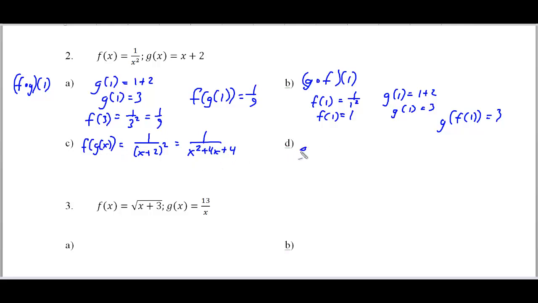Now let's go g of f of x. What this means is I'm going to plug my f of x equation into my g of x. So here's my g of x, x plus 2, but instead of x plus 2, I'm going to write 1 over x squared plus 2. So, and this is my end function. There's nothing to simplify with this anymore. Alright, let's look at problem 3.